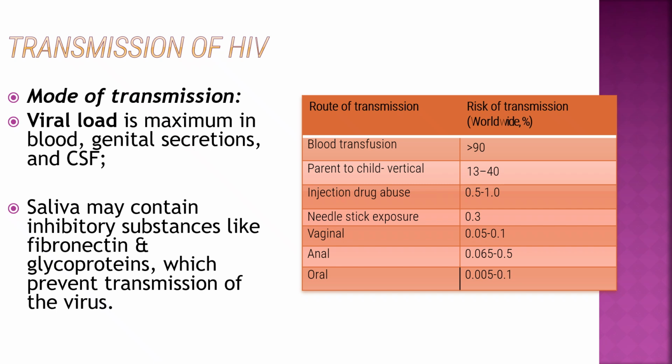The transmission of HIV, mode of transmission: viral load is maximum in blood, genital secretion, and CSF. Saliva may contain inhibitory substances like fibronectin and glycoprotein, which prevent transmission of the virus.